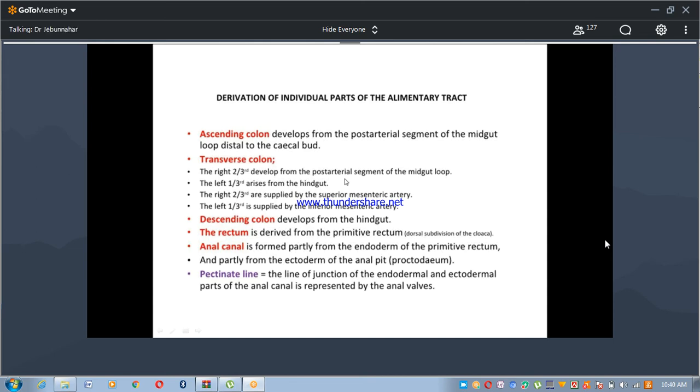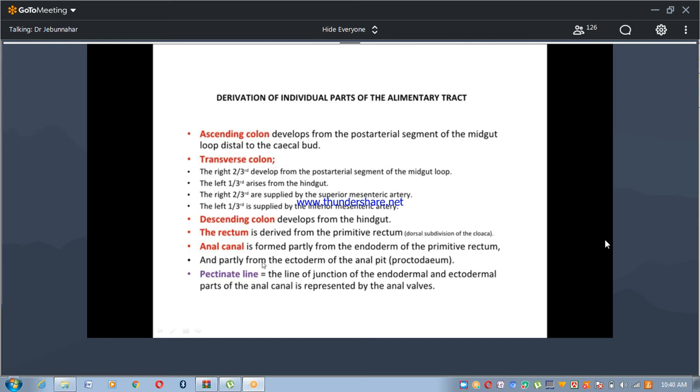Now, derivation of the individual parts of the colon. The ascending colon develops from the postarterial segment of the midgut loop distal to the cecal bulb. The right 2/3 of the transverse colon develops from the postarterial segment of the midgut loop. The left 1/3 arises from the hindgut. The right 2/3 is supplied by the superior mesenteric artery, as we see in the figure. The left 1/3 is supplied by the inferior mesenteric artery. The descending colon develops from the hindgut.